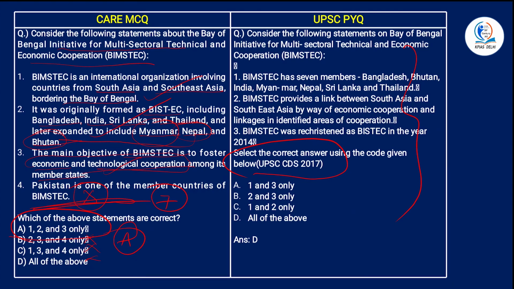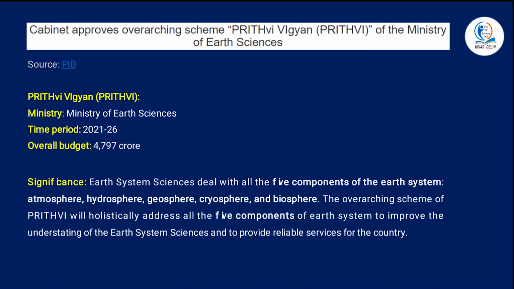Moving on to the next important issue. The next important issue talks about the Cabinet approving an overarching scheme called Prithvi Vigyan, which is part and parcel of the Ministry of Earth Sciences. The name Prithvi is taken from this particular term, Prithvi Vigyan, which is an initiative of the Ministry of Earth Sciences. So the Cabinet has approved this particular scheme, which is related to the Ministry of Earth Sciences.